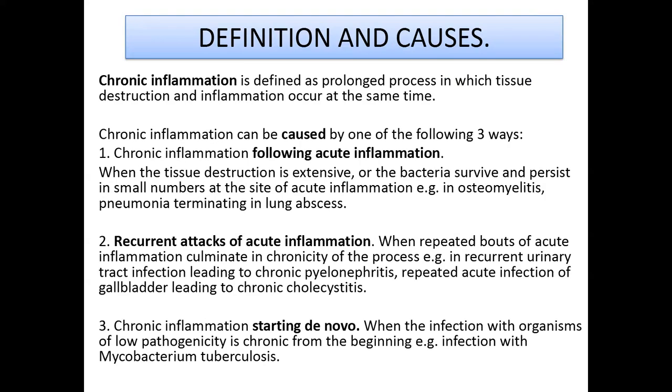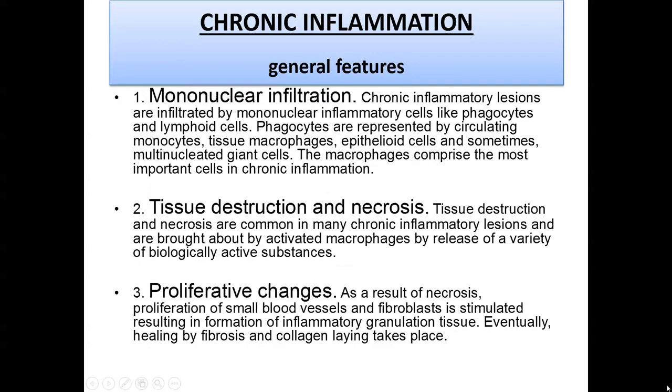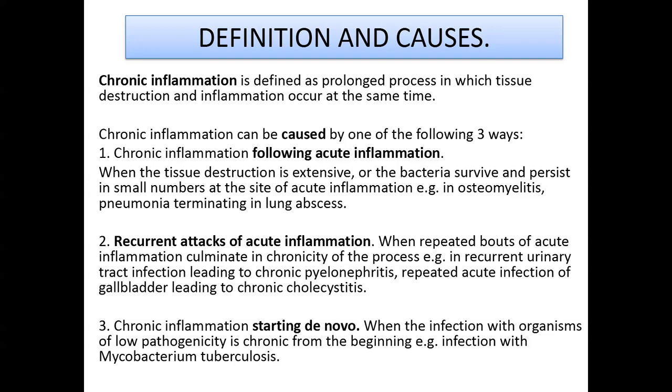So what is chronic inflammation? Chronic inflammation is defined as a prolonged process in which tissue destruction and inflammation occur at the same time. Chronic inflammation can be caused in one of the following three ways. First, chronic inflammation following acute inflammation, and it is possible when the tissue destruction is extensive or the bacteria survive and persist in small numbers at the site of acute inflammation. For example, in osteomyelitis, pneumonia terminating in lung abscess.